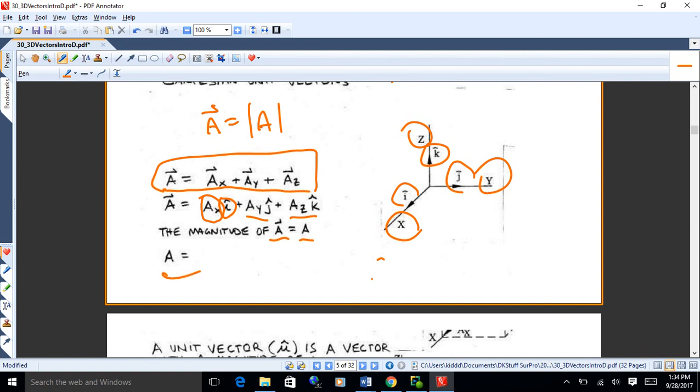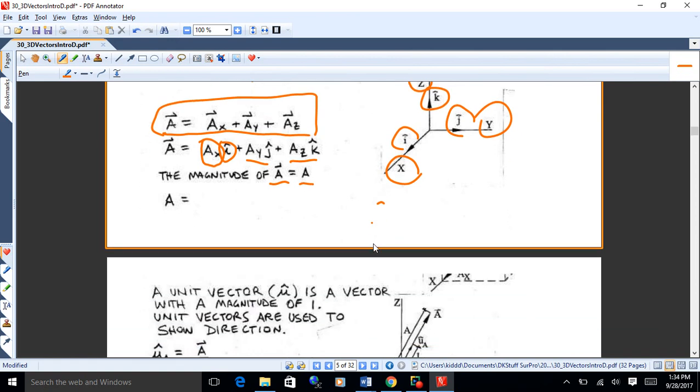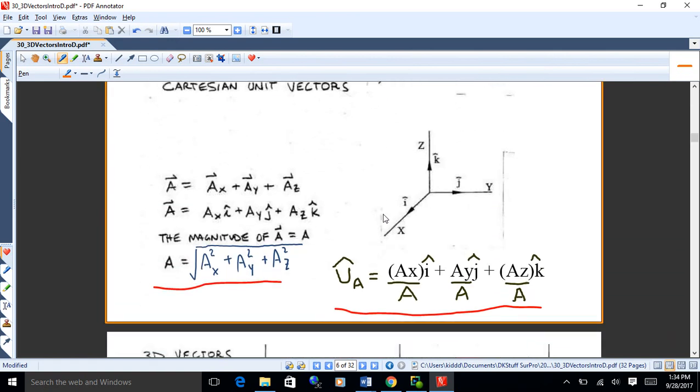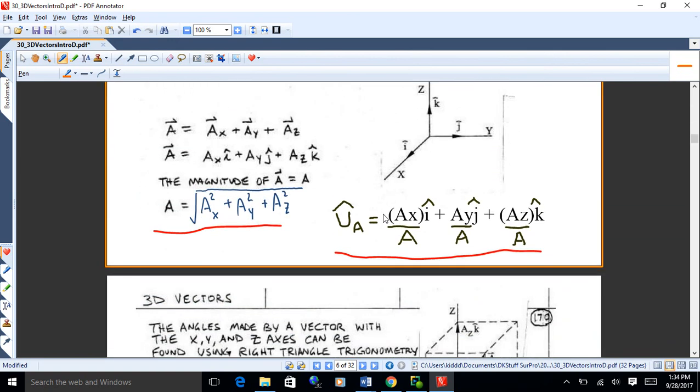So if I want to find A, how would I do it? If I know what that vector is, let's say it's whatever, 5, 6, 7. 5 in the x, 6 in the y, and 7 in the z. How would I find the magnitude of A? Yeah, right. I can do the 3D theorem of Pythagoras. Okay? So I could go A_x squared plus A_y squared plus A_z squared. The theorem of Pythagoras works in 3D, so I can do that.